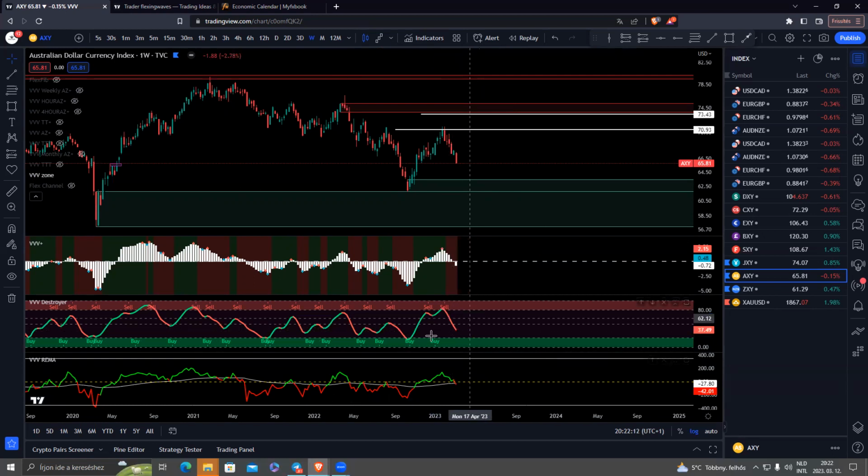This is felt, and we are under the zero line, broke down the REMA.